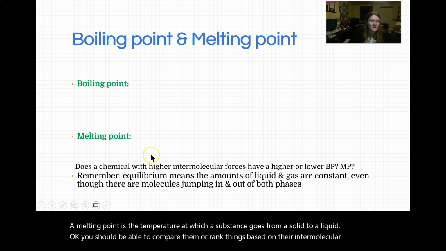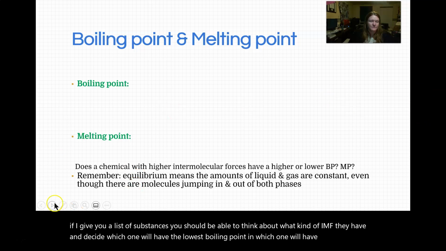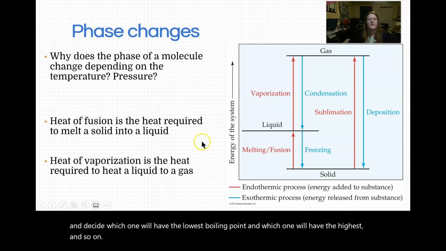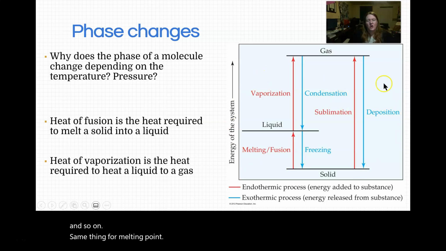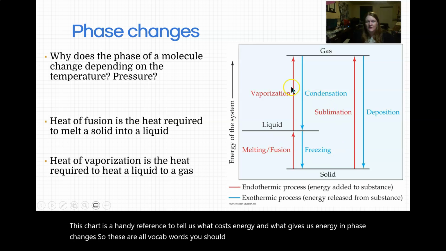So if I give you a list of substances, you should be able to think about what kind of IMF they have and decide which one will have the lowest boiling point and which one will have the highest, and so on. Same thing for melting point. This chart is a handy reference to tell us what costs energy and what gives us energy in phase changes. So these are all vocab words you should know. Probably you know most of them.